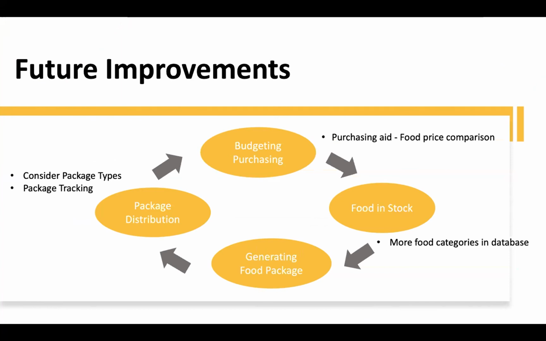And second, food in stock. This is the part where we want to add more food categories, so it can help us to generate more food packages for the kids. And third, generating food package. This is the part that we showed you earlier in our web tour. And finally, package distribution. This is the part where we want to consider adding more package types, including halal, allergy, non-restrictive, or baby packages, depending on the kids' preferences and restrictions.